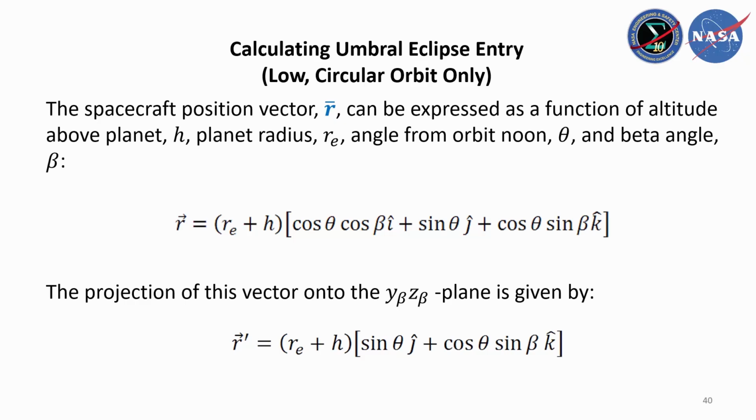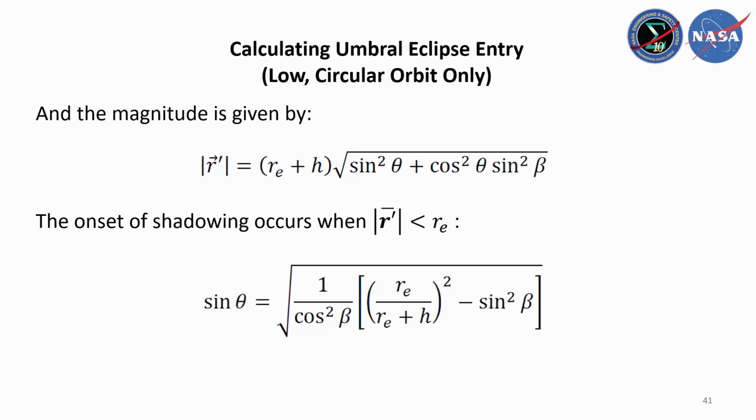We can express the spacecraft position in terms of the altitude, planet radius, the angle from orbit noon, and the beta angle. But for the circular orbit, this reduces to simply the sum of r sub e and h. When we project this vector onto the yz plane, we need only consider the j and k unit vector components of the vector. The magnitude of this projection is simply the square root of the sum of the squares of the j and k components. The condition of the onset of shadowing is when the magnitude of r prime is less than r sub e. Rearranging the equation and isolating the terms with theta, we arrive at the expression at the bottom of the page.